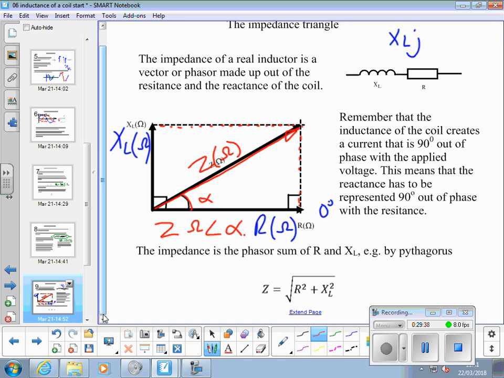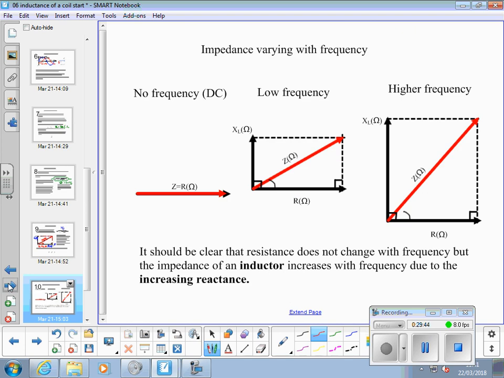So how does frequency affect this? Well, if we have no frequency, i.e. DC, then they're both in line with each other, and we have an impedance that's equal to the resistance. At low frequency, we've got a certain amount of XL, a certain amount of R that doesn't change. We end up with an impedance of a certain length.